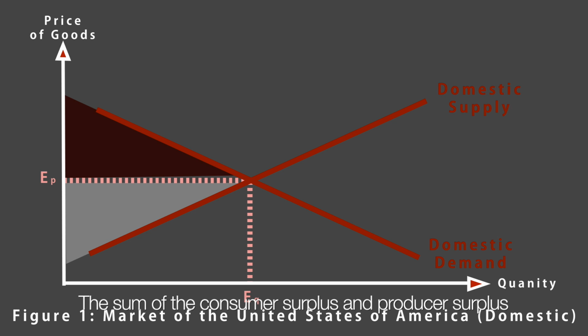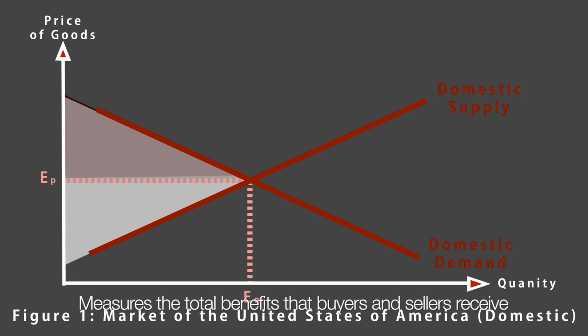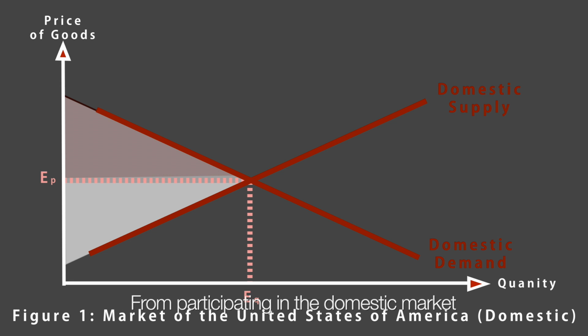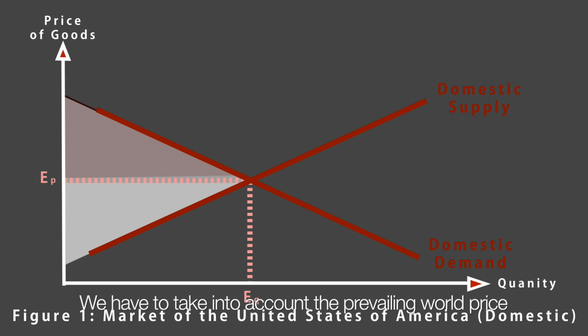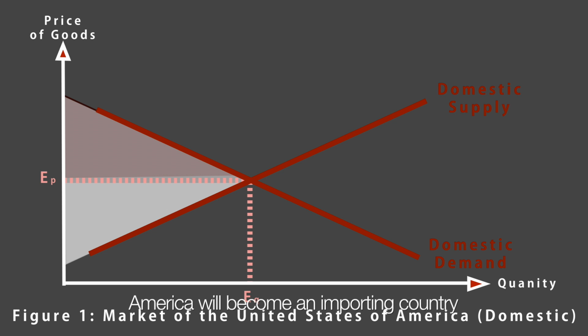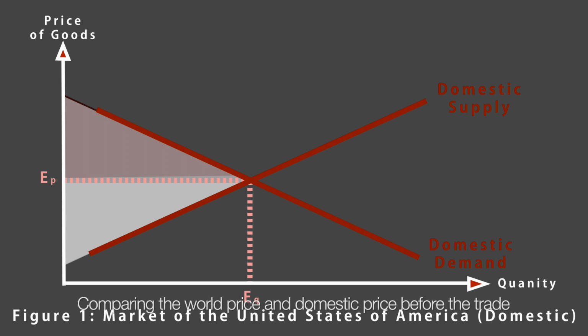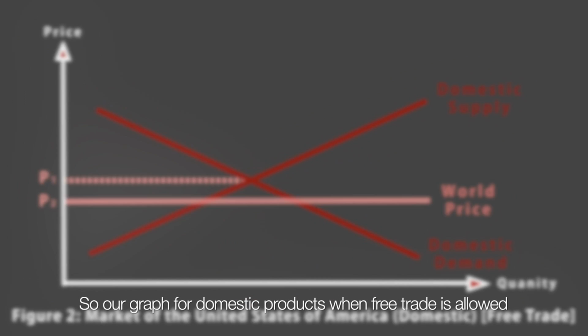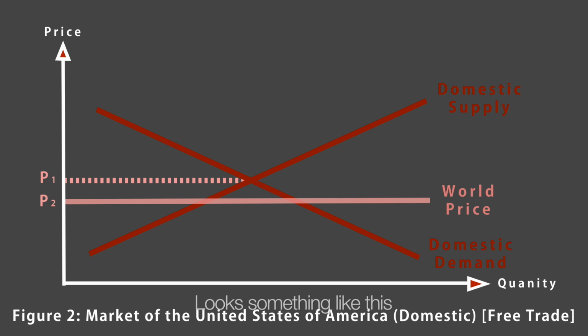The sum of the consumer surplus and producer surplus measures the total benefits that buyers and sellers receive from participating in the domestic market. Now, with the participation from the world market, we have to take into account the prevailing world price. Since the world price is lower than America's domestic price, America will become an importing country. In essence, sir, comparing the world price and domestic price before the trade has indicated that foreign countries have a comparative advantage over us. So a graph for domestic products when free trade is allowed looks something like this.